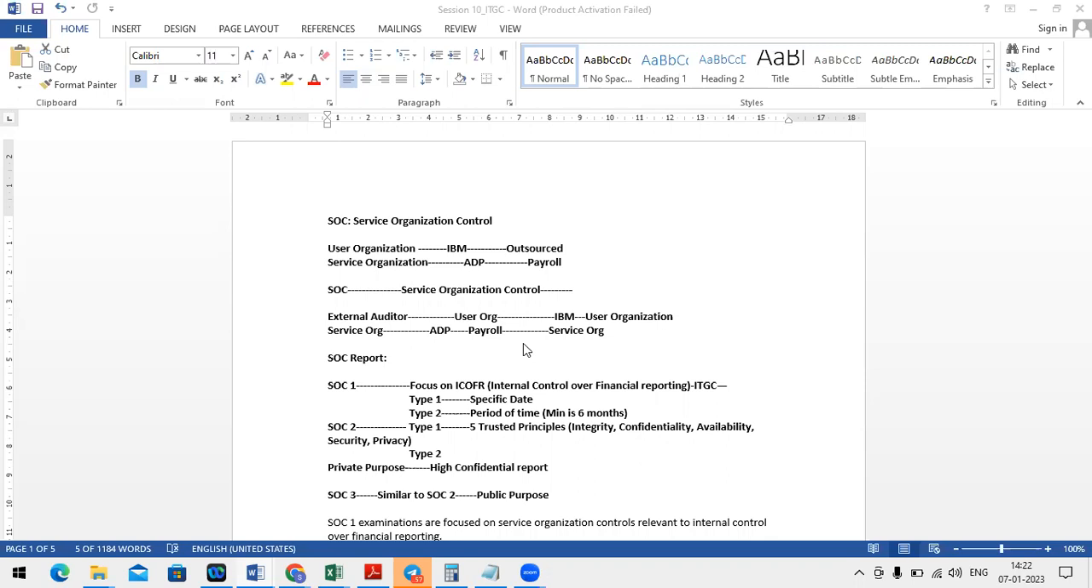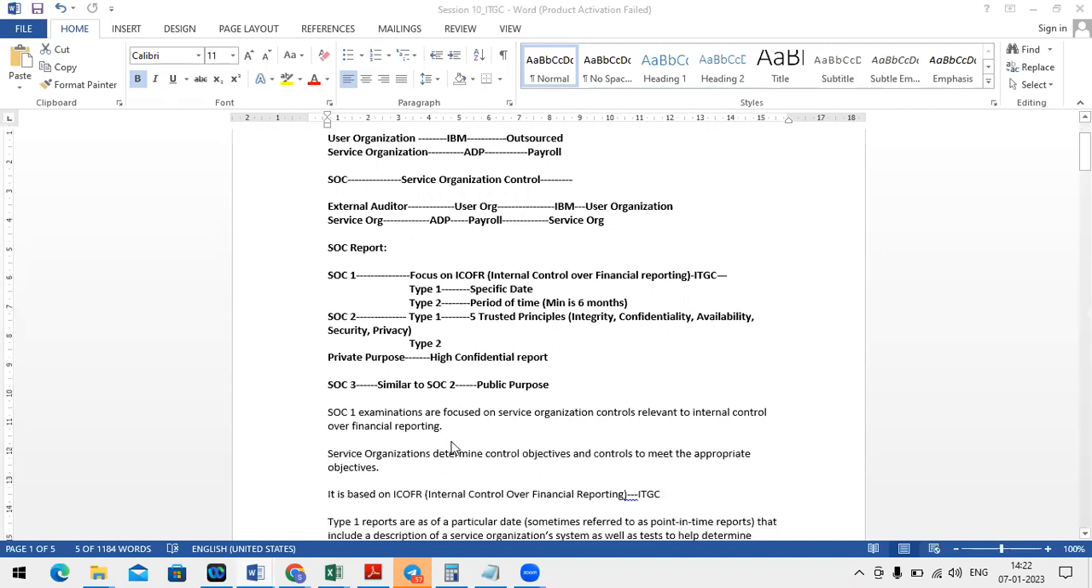Like you have the company background information, how the company is operating, about the people, about the data designations, about their roles and responsibilities, about the infrastructure. All these very minute details are there in the SOC report. That is the reason the SOC report is totally confidential. We cannot find that in the market. Unless you have the right to look into that report, you won't be able to see it. So SOC 1 examinations are focused on service organization controls relevant to internal control over financial reporting.